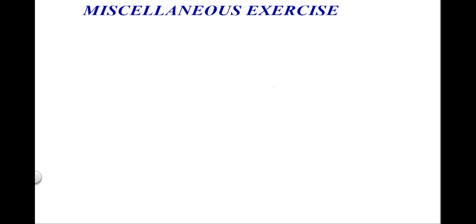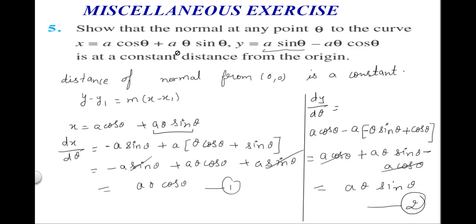I'm just again repeating the question and what we have done. We had to show that the normal at any point to the curve x and y, these are the two coordinates given, is at a constant distance from the origin. So we had to prove that the normal of some curve lying at this point has a constant distance from the origin. That means if we calculate the distance, it is going to give us a constant value, and we are getting at last the distance equal to a, which is a constant number.